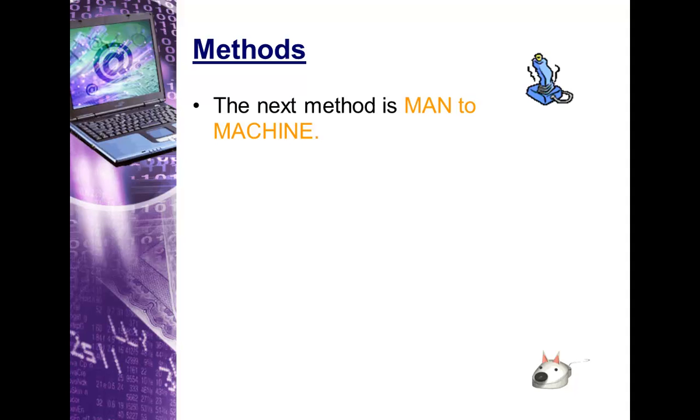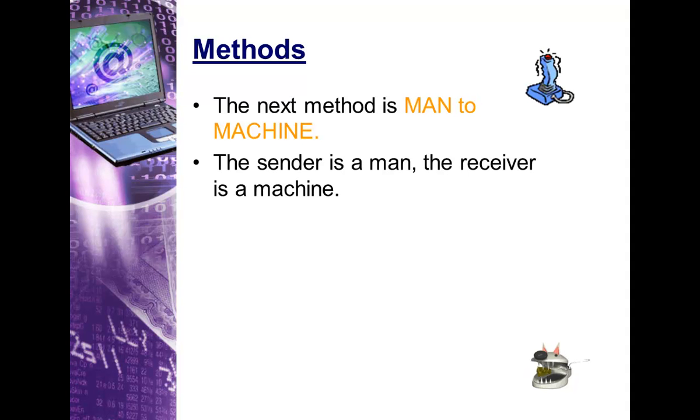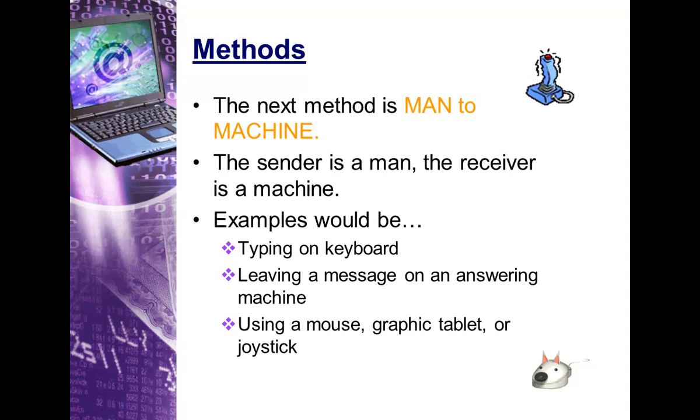So the next method is man to machine. The sender is a man, the receiver is a machine, just like when you're typing on the computer. Examples would be, as I mentioned 3 times now, typing on the keyboard, leaving a message on an answering machine, or using a mouse, a graphic tablet, or a joystick to send information to the computer.